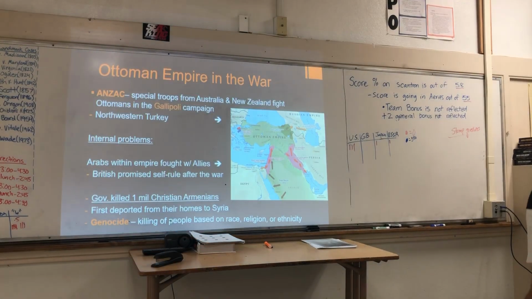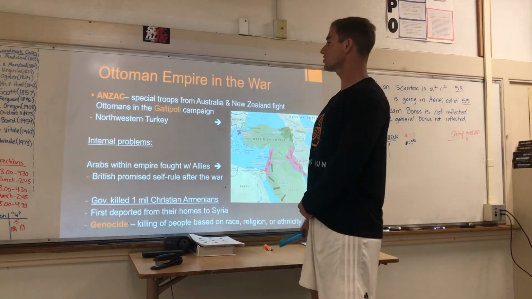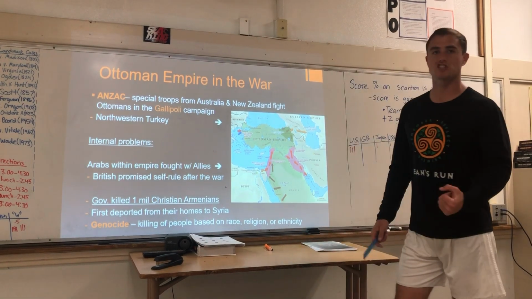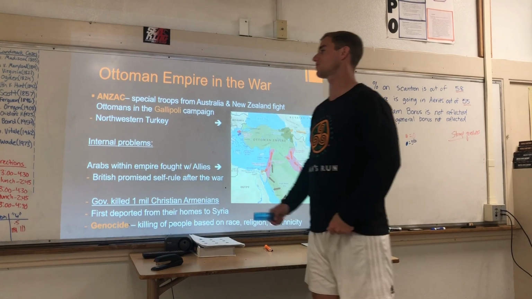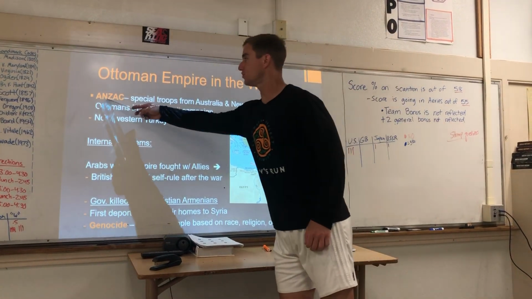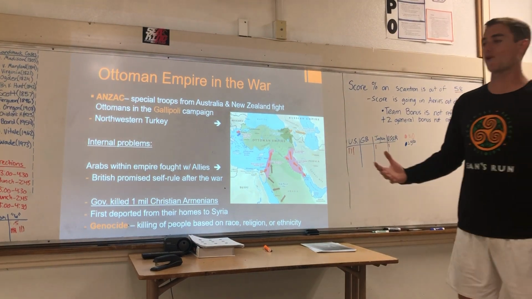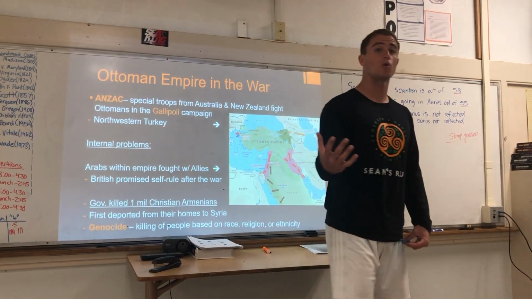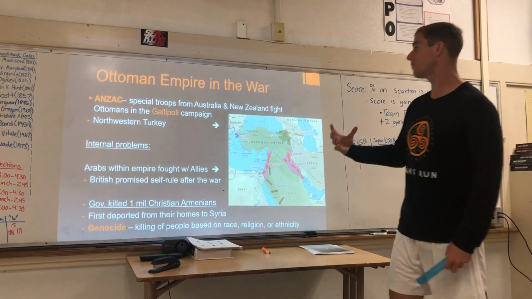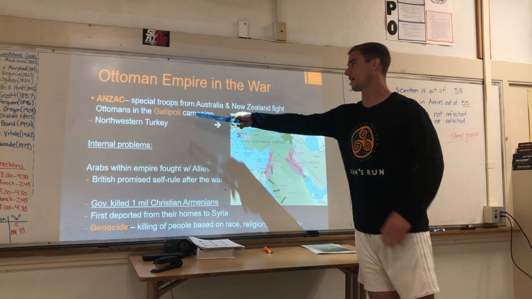Okay, now, what about the Ottoman Empire? We don't speak a lot about the Ottoman Empire in the war. First of all, we're going to have a special group that are drafted by the British called ANZAC. ANZAC stands for Australia and New Zealand Auxiliary Corps, and these are fighters that are drafted by the British to come in. Of course, Australia and New Zealand are controlled in the British Empire, and they're going to come to fight for the British over here in what we call the Gallipoli campaign.